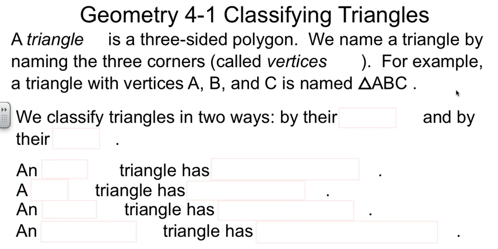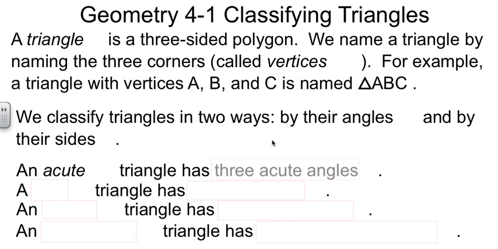Now there are 2 ways to classify triangles. We can classify them by their angles, or we can classify them by their sides. And we will look at both ways. So the first term you're going to have here is an acute triangle. An acute triangle has 3 acute angles. So this will be classifying by angles here. If you look at the triangle and all 3 angles are acute, then you call it an acute triangle.